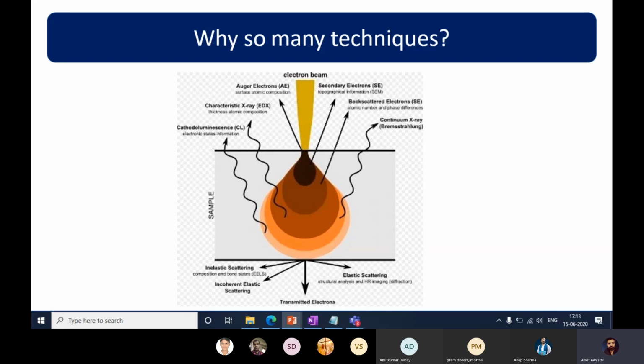Like this, you can see with a single electron beam, we are getting so many different types of electrons, or X-rays, or different conditions are forming, and it depends upon what we actually need to analyze. If you want to analyze Auger electrons, there's a different method. If you want to analyze secondary electrons, there's a different method. Like that, so many methods developed.